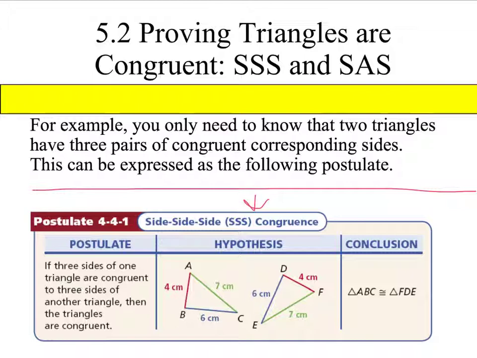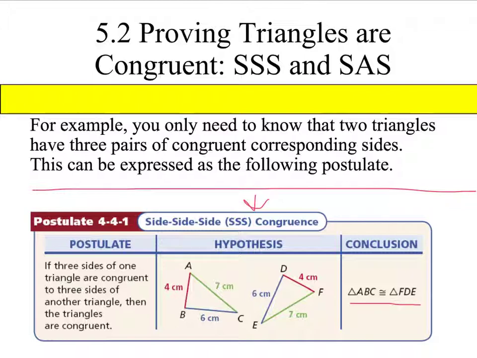It says, if three sides of one triangle are congruent to three sides of another triangle, then the triangles are congruent. So if you know that three sides of one triangle are congruent to three sides of another, then both triangles are altogether congruent to each other, which means all the sides are congruent and the angles would be congruent as well. So all you would have to do to prove two triangles are congruent is to prove that all the sides are congruent.